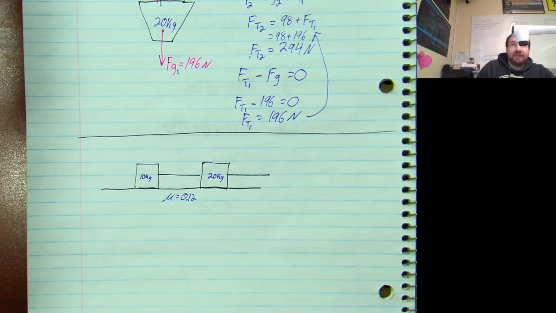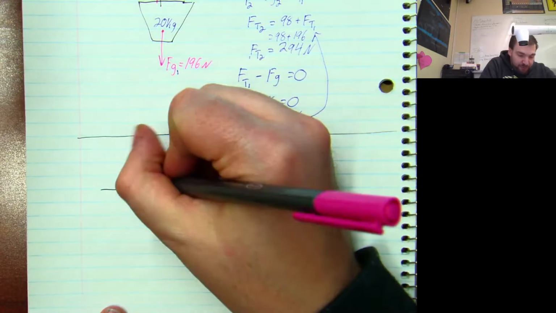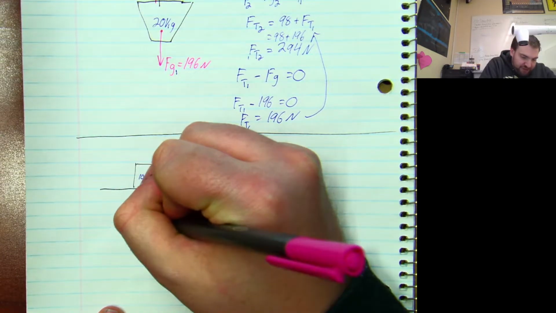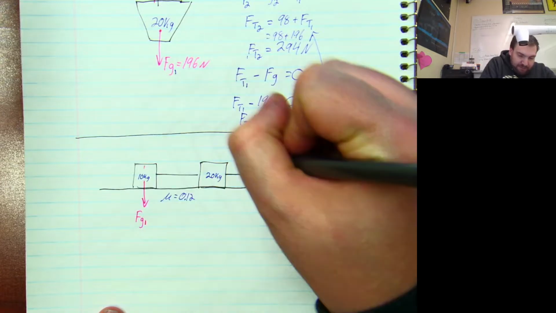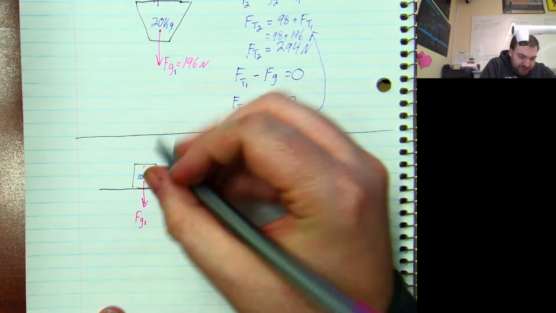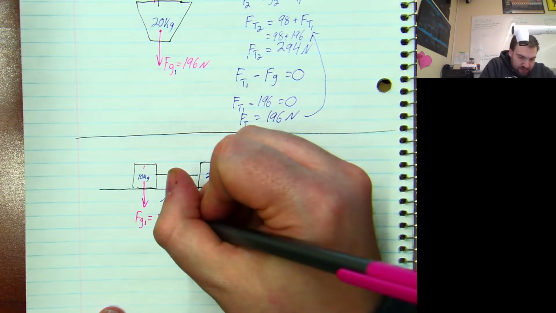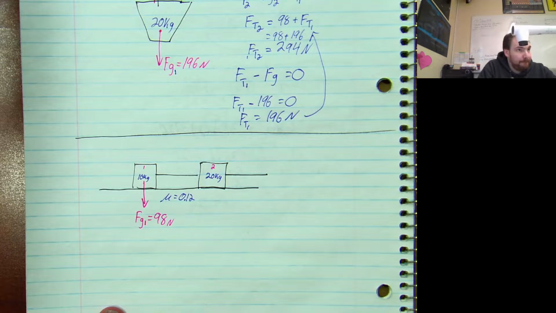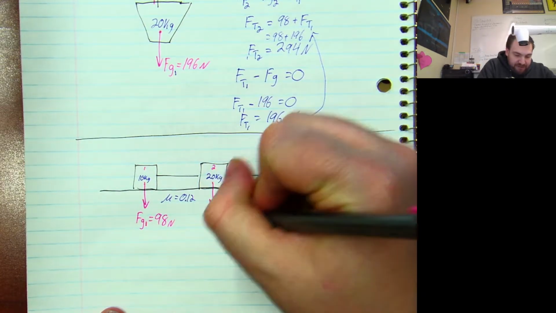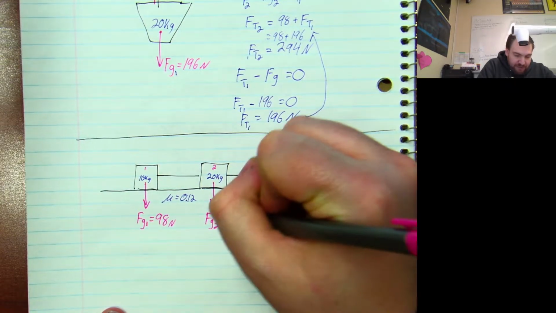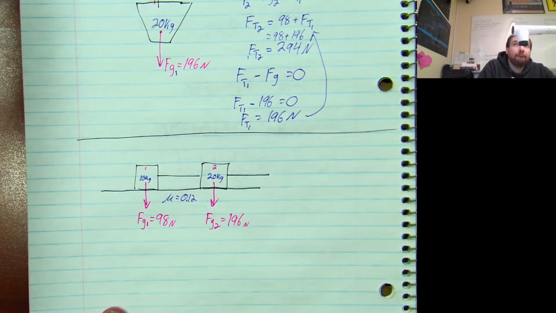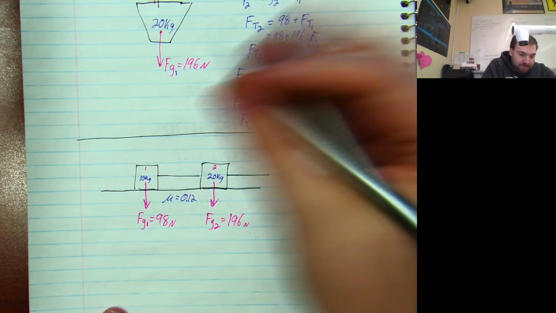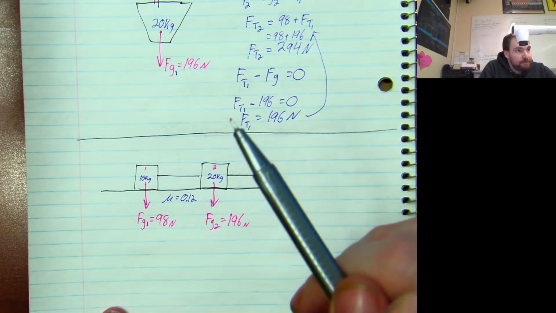So what forces are acting on our objects? Gravity is acting downwards on both. I'm going to call this FG. I'll call this block 1, and I'm going to call this block 2. So FG1 is going to equal 98 newtons. What other forces are acting? Gravity on the other one, so FG from block 2 is 196. Force of friction, which is acting which way? To the left, it's resisting motion. So which block are you talking about? Both of them.